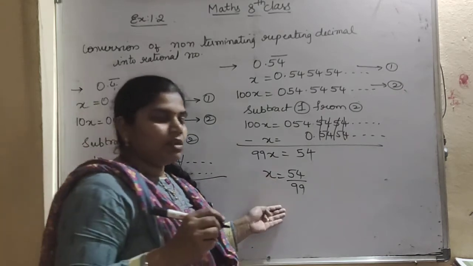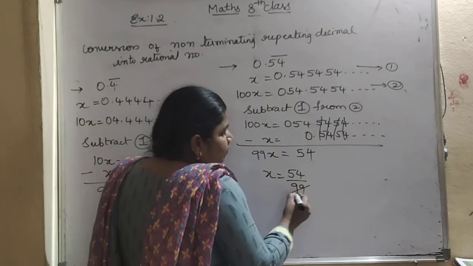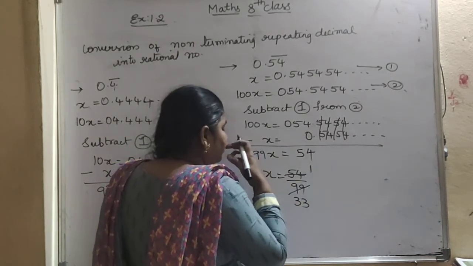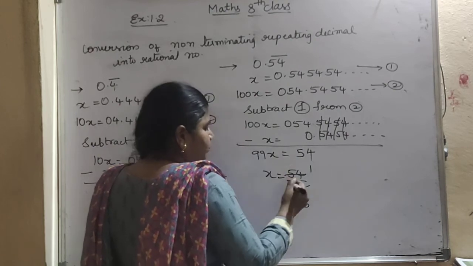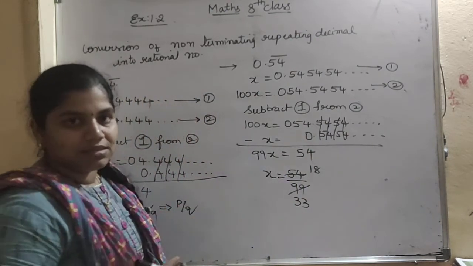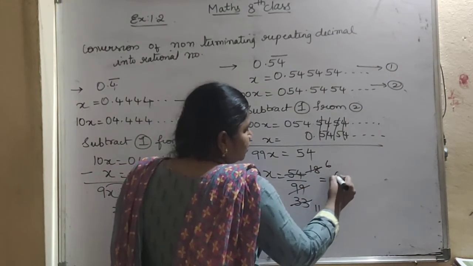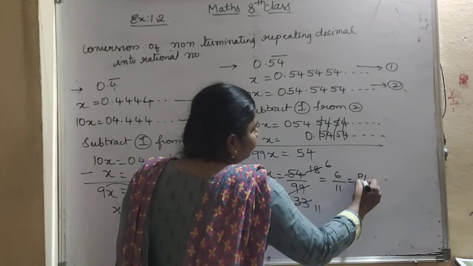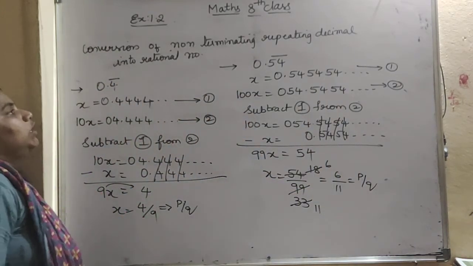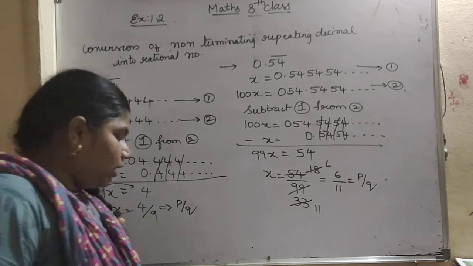Already this is in the form of p by q, but if you want to simplify, you can simplify it more. I am cancelling in the 3 table. 3 33s are 99, 3 18s are 54. Again it will cancel in the 3 table. 3 11 times, 3 6 times. So 6 by 11 is also in the form of p by q. This is how you convert non-terminating repeating decimals into rational numbers.